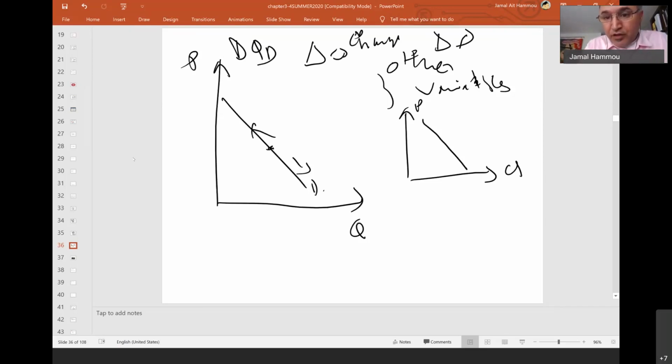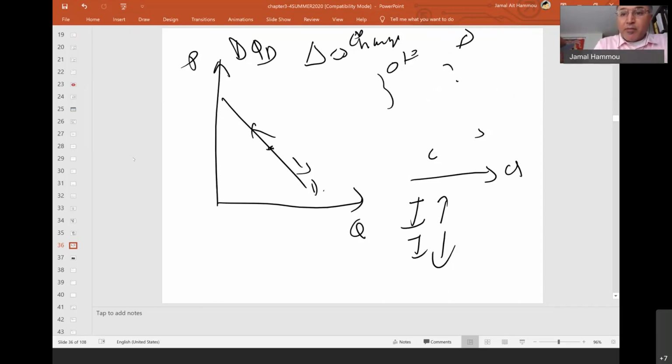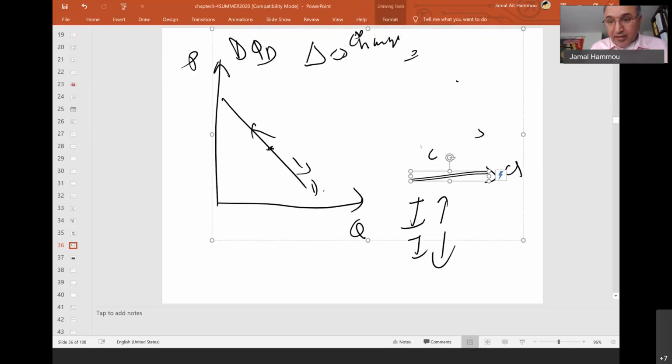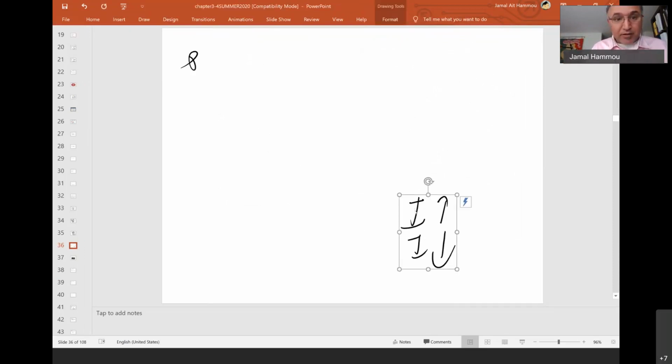So now I have to shift the demand curve to the right or to the left. If I increase or decrease income, or change the price of related goods, I have to shift the demand curve to the right or to the left. I'll come back and explain more about the variables, but a change of demand to the right is an increase, and to the left is a decrease. You have to remember this: increase of demand means a shift to the right.